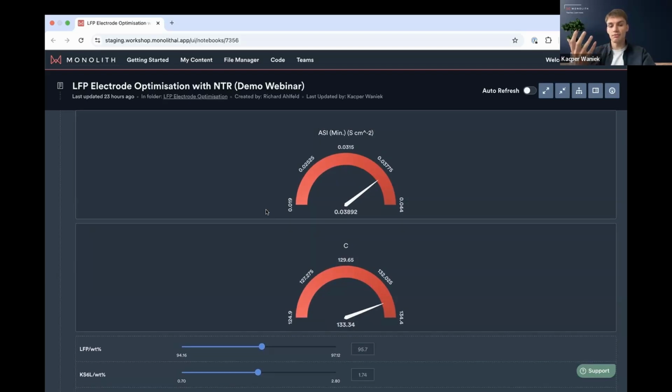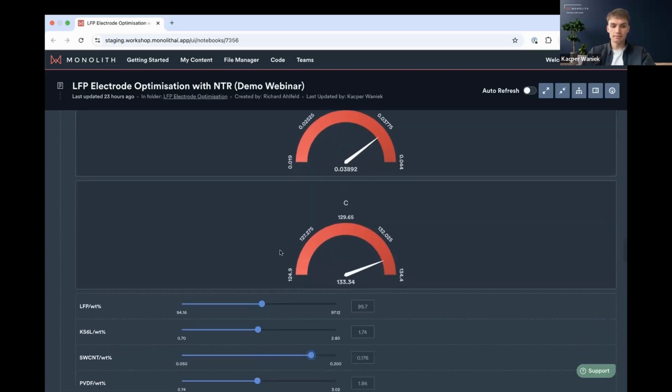And this helps us because we can reduce the reliance on physical testing. And if there is a certain test that we're interested in, we can quickly go here, change the input parameters, and see how that will affect our performance metrics.